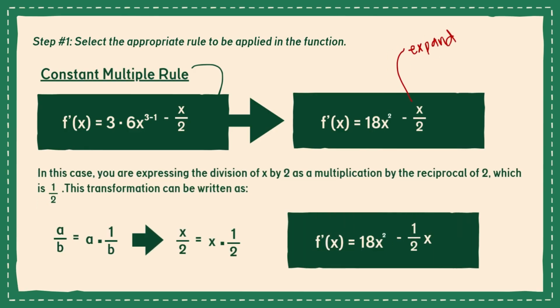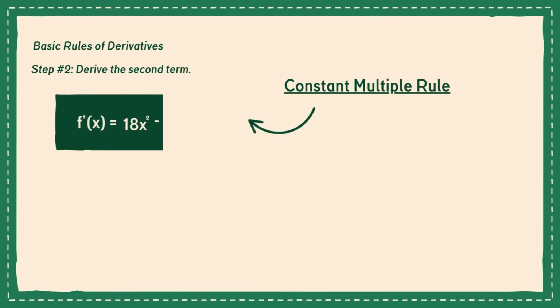What can be multiplied to x so that we can get x over 2 is no other than 1/2. Therefore, f prime of x equals 18x squared minus 1/2 x, so that we can apply the constant multiple rule. f prime of x equals 18x squared minus 1/2 x.